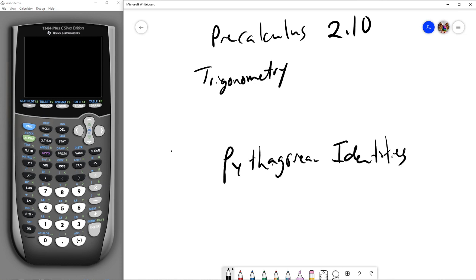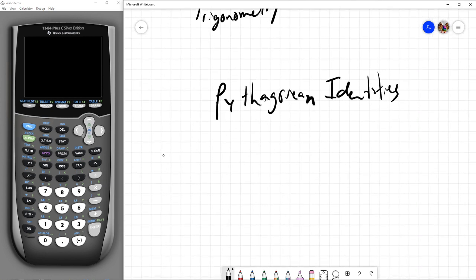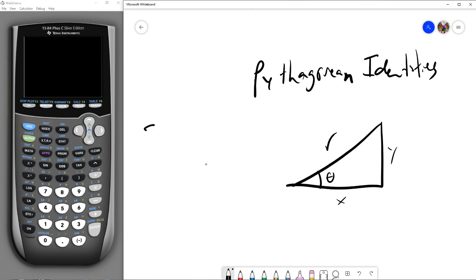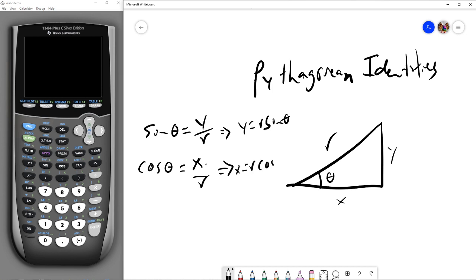Alright, so for the Pythagorean identities, that's a terrible N. Let's fix that. It still looks terrible. Alright, so here's our triangle. Here's our theta, here's our r, and here's our x and our y. Now we had stated that sine theta is equal to y over r, and cosine theta is equal to x over r. So we infer that y is equal to r sine theta, and x is equal to r cosine theta.